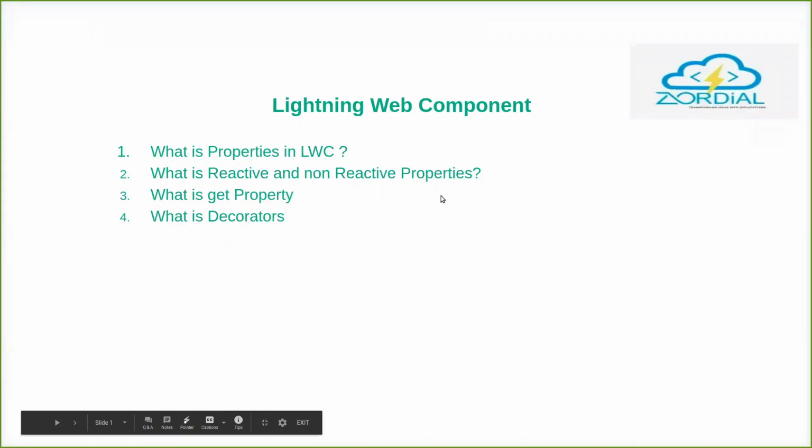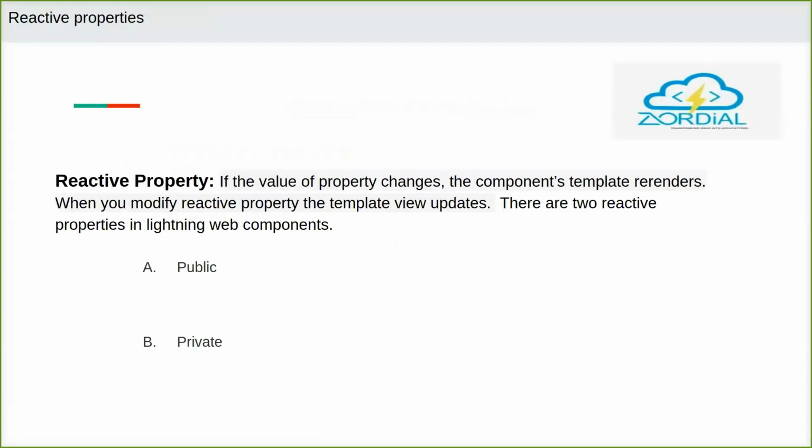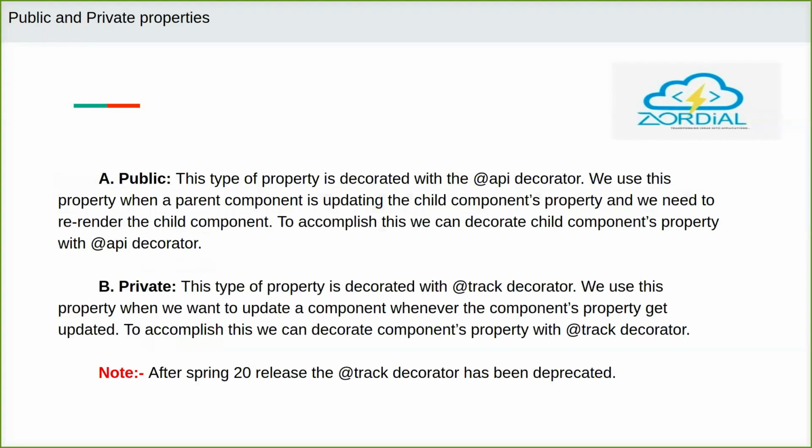What are reactive and non-reactive properties? So let's move to the slide. Reactive property: if the value of the property changes, the component template re-renders. When you modify a reactive property, the template will update. There are two types of property in Lightning Web Components. Public properties, let's move to the next slide.